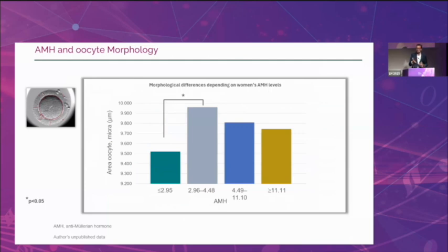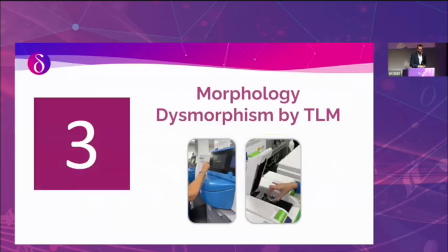Another example is related with ovarian reserve or anti-Mullerian hormone levels. You see that, for example, the area of the oocyte is somehow related with the AMH. With higher levels of AMH, we see differences in the area of the oocyte. And especially we see a big difference in the cases with very low or low AMH compared to the other values. So this is another example of differences in morphology measured through morphometry.